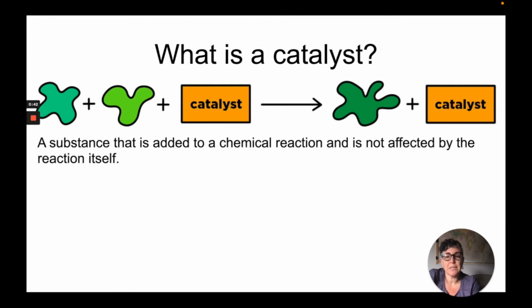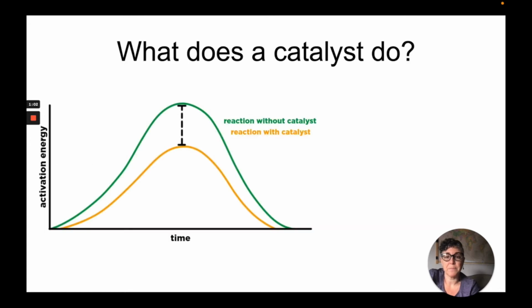A catalyst is a substance that is added to a chemical reaction, but it is not affected by the reaction itself. You can see in the diagram the catalyst itself has not changed. It's still the same form, and so all that means is that the catalyst can then go and find two reactants and repeat the same chemical reaction.